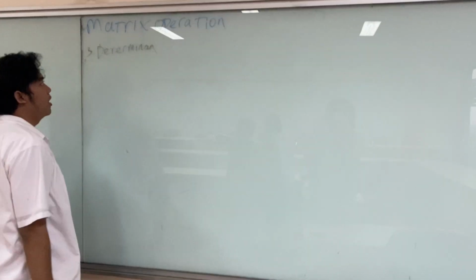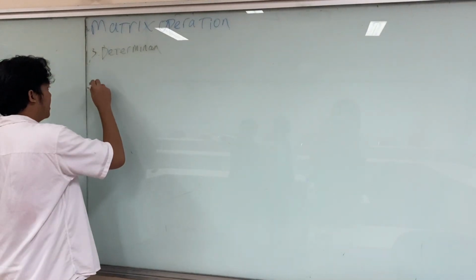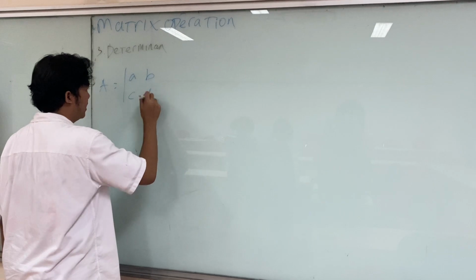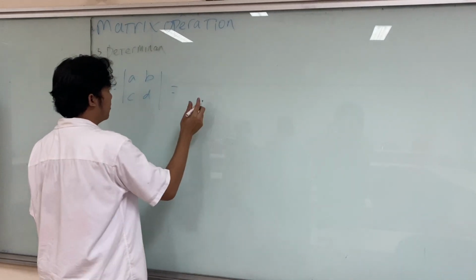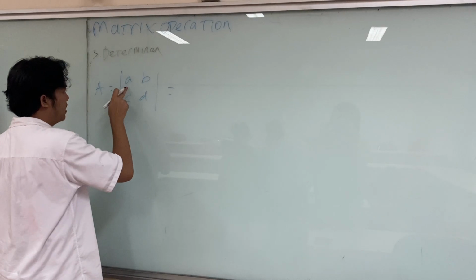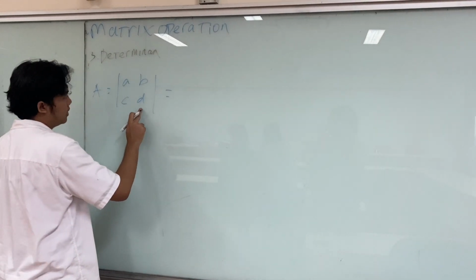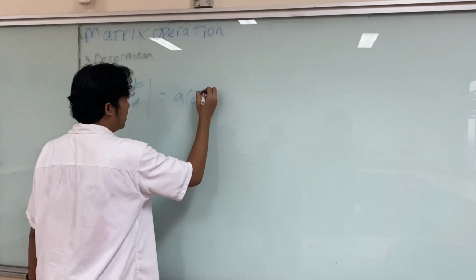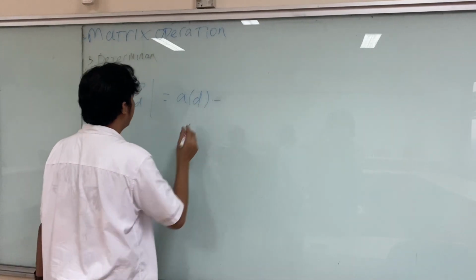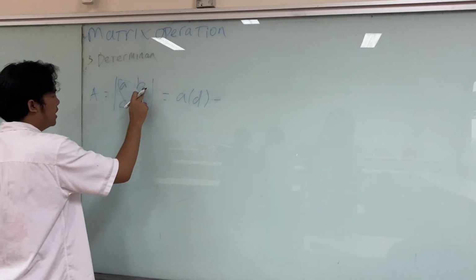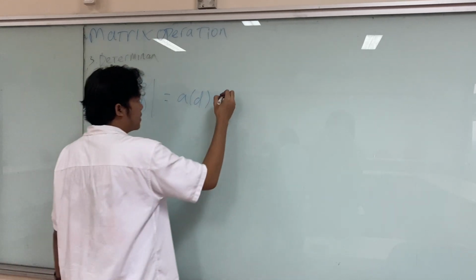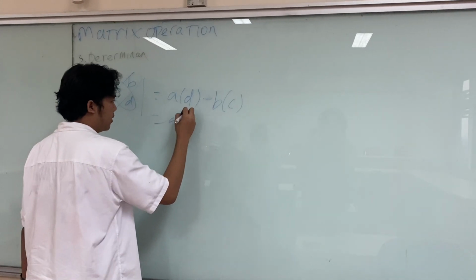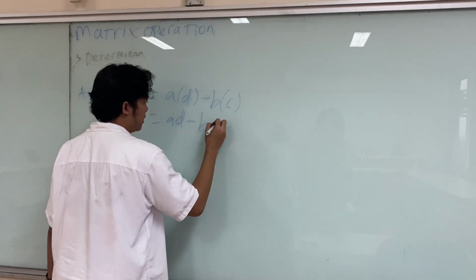Okay, for the next operation, we have the determinant. For example, we have here A in the matrix 2 times 2. We have A, B, C, D. So the determinant will be the first column and the first row times the second column and the second row. So it will be like A, D minus B times C. So it will be like A, D minus B, C.